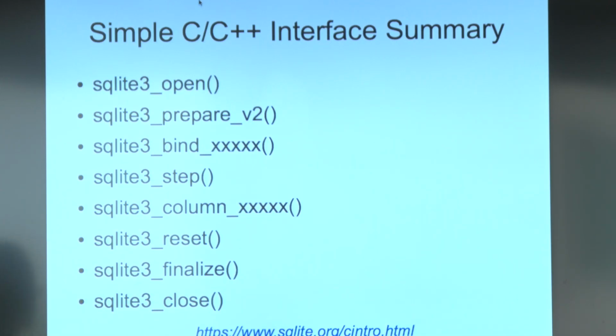Very simple C++ interface. There's a detail here. There's actually hundreds of these API calls, but this is the core 7 that you need to know about. Open a database connection by calling SQLite open. It gives you an object, which is your connection to the database, and this is the destructor for that object. So that's 2 down.